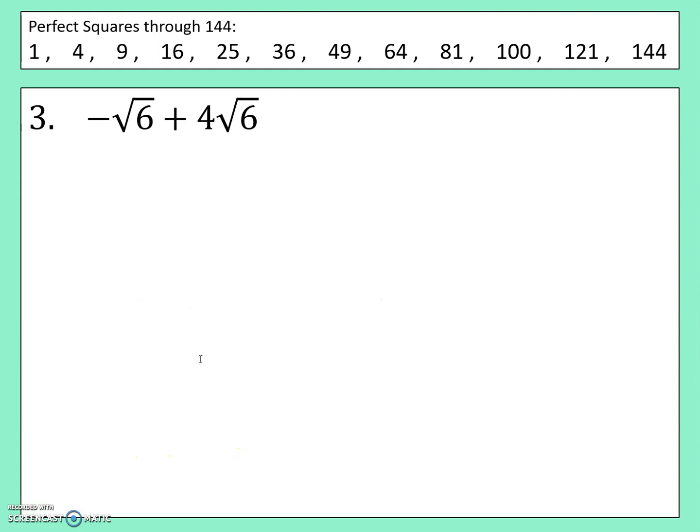Okay, moving on to number 3. We have -√6 plus 4√6. We notice that the root 6 cannot be simplified. There is no perfect square that goes into it. And we have the same number underneath the radical in both of our terms here, okay? Which means that we can easily just add it. This negative is really like a -1, so -1√6 plus 4√6 becomes 3√6. There's nothing else we can do, and we're done here. Try this next example and then check your work.